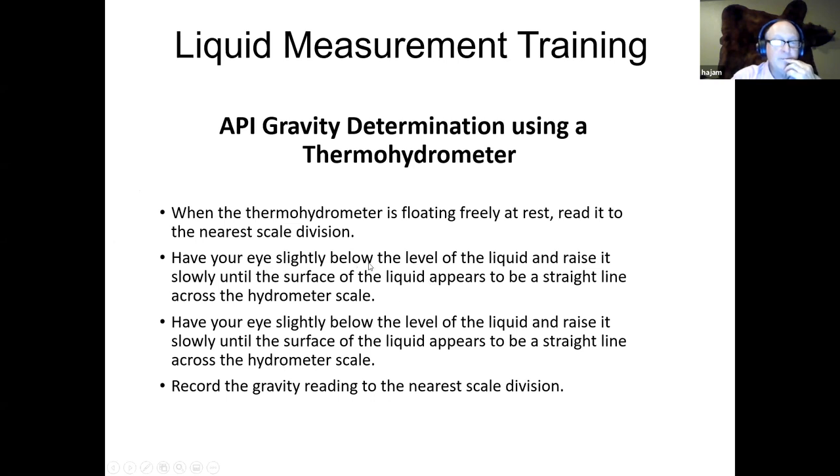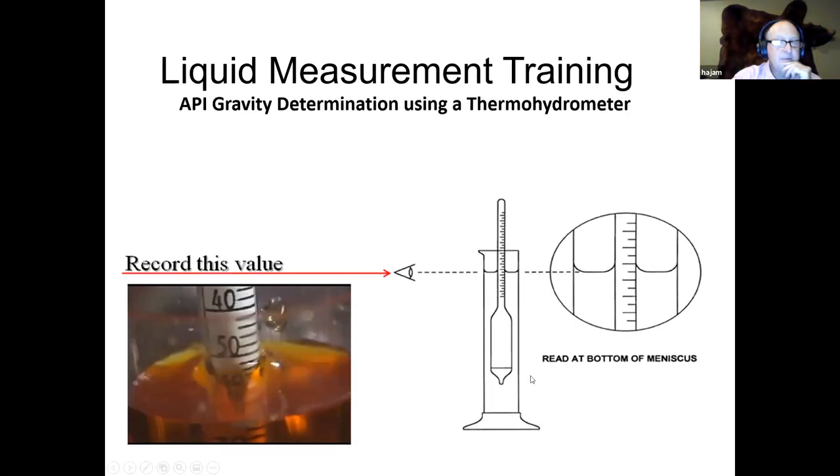Okay, so you want to take your level reading now. You want to take your API reading, your gravity reading. And I demonstrated in the other slide that you read even with the level of the liquid across the scale, not the top of the meniscus. Have your eyes slightly below the level and raise and lower your head in a straight line to make sure you get a good reading on that gravity. Very similar to this, so everything is on the level. Raise your head, lower your head so you get a good straight reading on that liquid, and then you read the value.